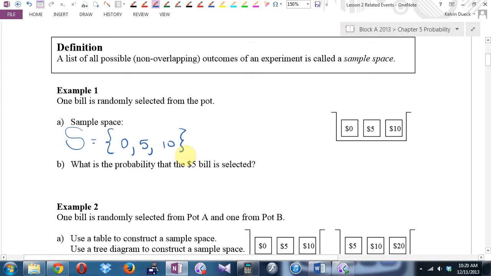Something that's a little more close to home. Hey, what would the sample space of a deck of cards be? 4 suits, ace through king, or 2 through ace, or 52 cards. I'm not going to list all those.